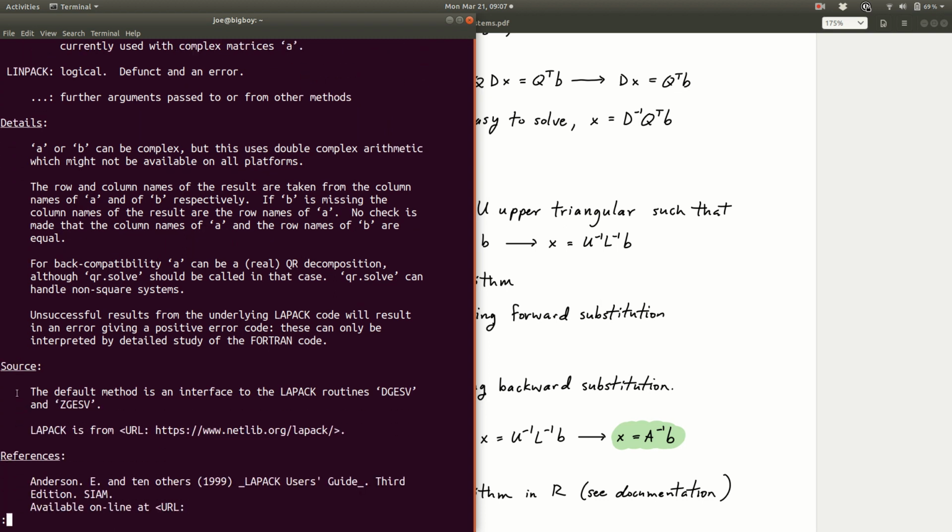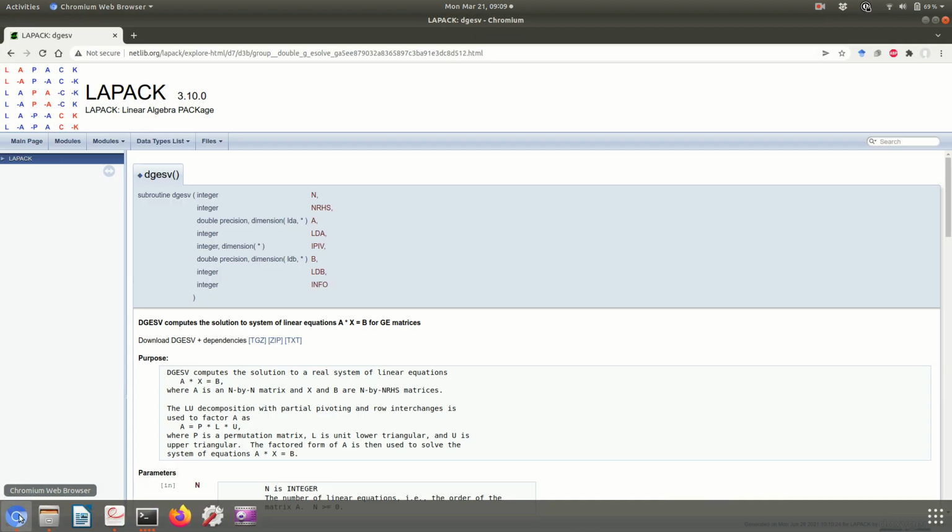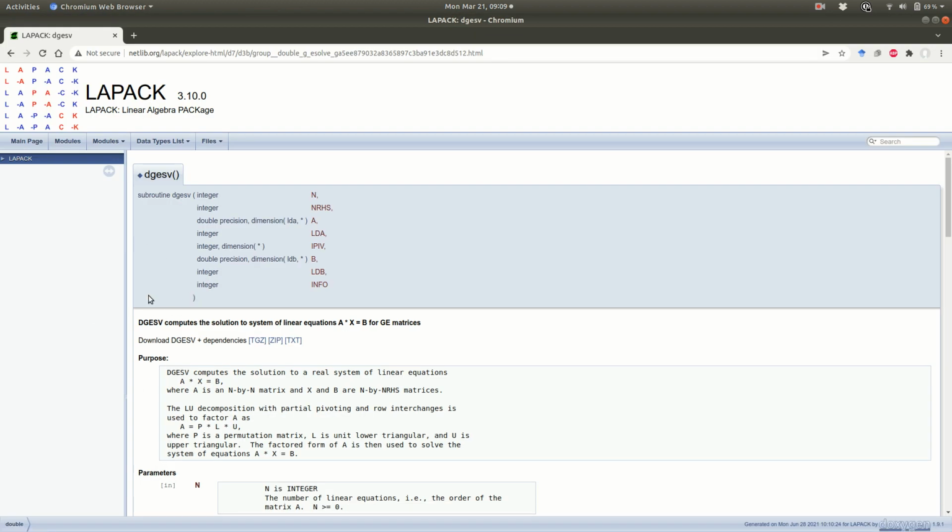Okay. The default method is an interface to LAPACK, which is a bunch of Fortran routines for doing linear algebra. It's the linear algebra package. Interface to LAPACK routines DGESV and ZGESV. So let's take a look at the web page for DGESV. I've got it pulled up here already. DGESV, this is a LAPACK function.